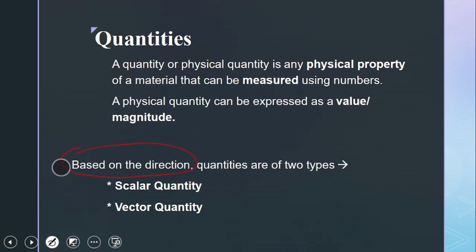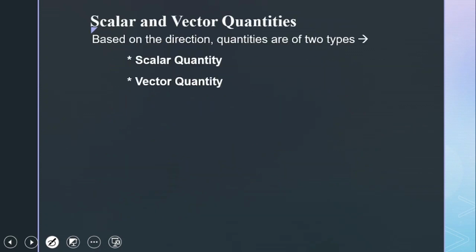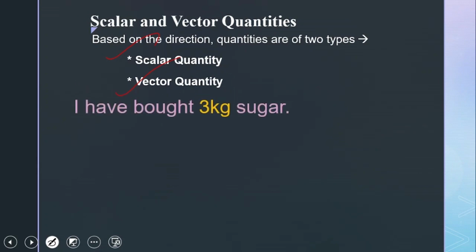Now, based on direction, quantities are of two types. First one is scalar quantity and then vector quantity. So we must know what they are. Before going to the definition of scalar quantity and vector quantity, let's go through an example. Here's a sentence: I have bought 3 kg sugar. 3 kg is in a different color. Why? Because it's a property of sugar. What kind of property? It is the mass of the sugar. So the mass of sugar is 3 kg.